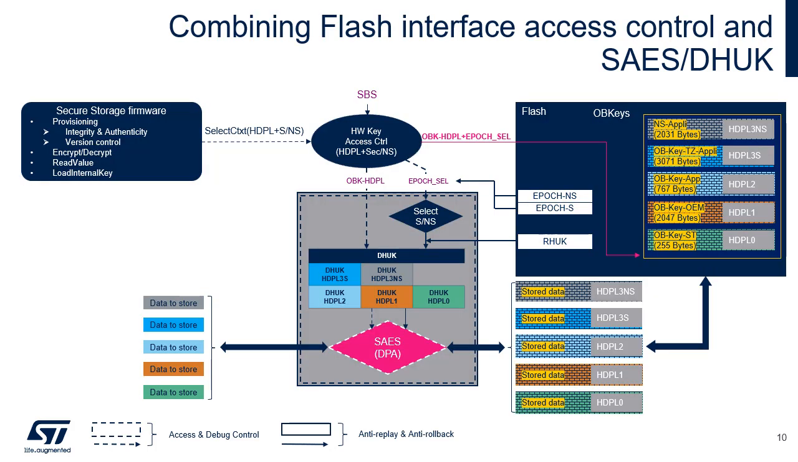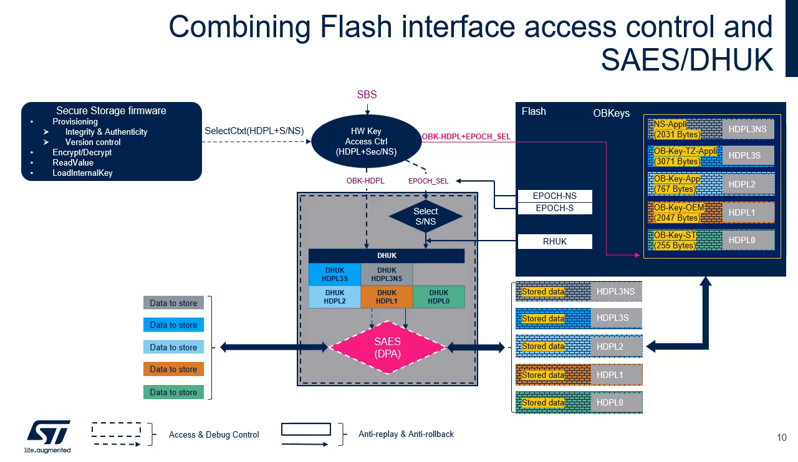In this slide, we show the combination of the two isolation mechanisms: access control, thanks to the flash, and data protection with SAES and DHUK. The current HDPL is used by the flash memory to select the right area and by the SAES when processing the derived key to generate a key derivation related to the HDPL context.